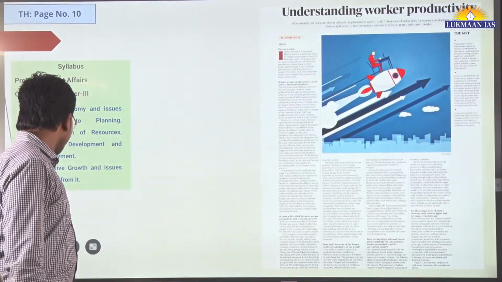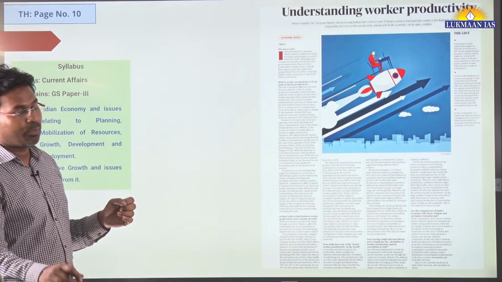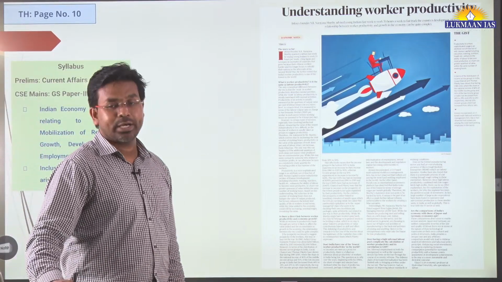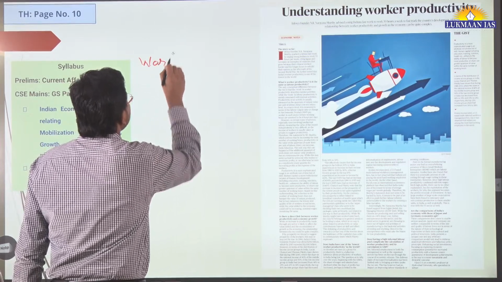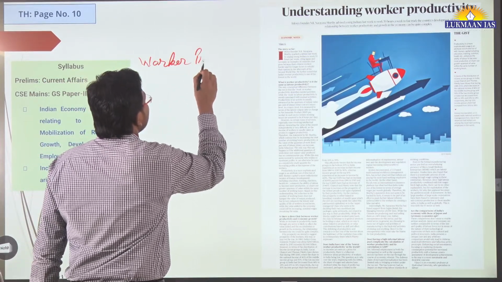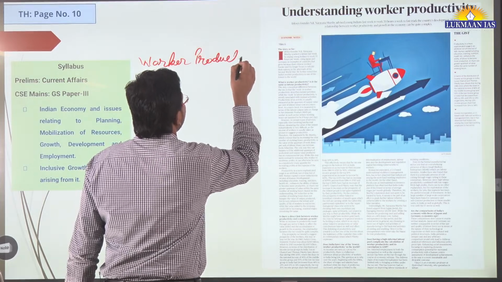Then we have another topic. This topic is important. It says understanding worker productivity. So we will understand quickly about this topic. What? Worker productivity.